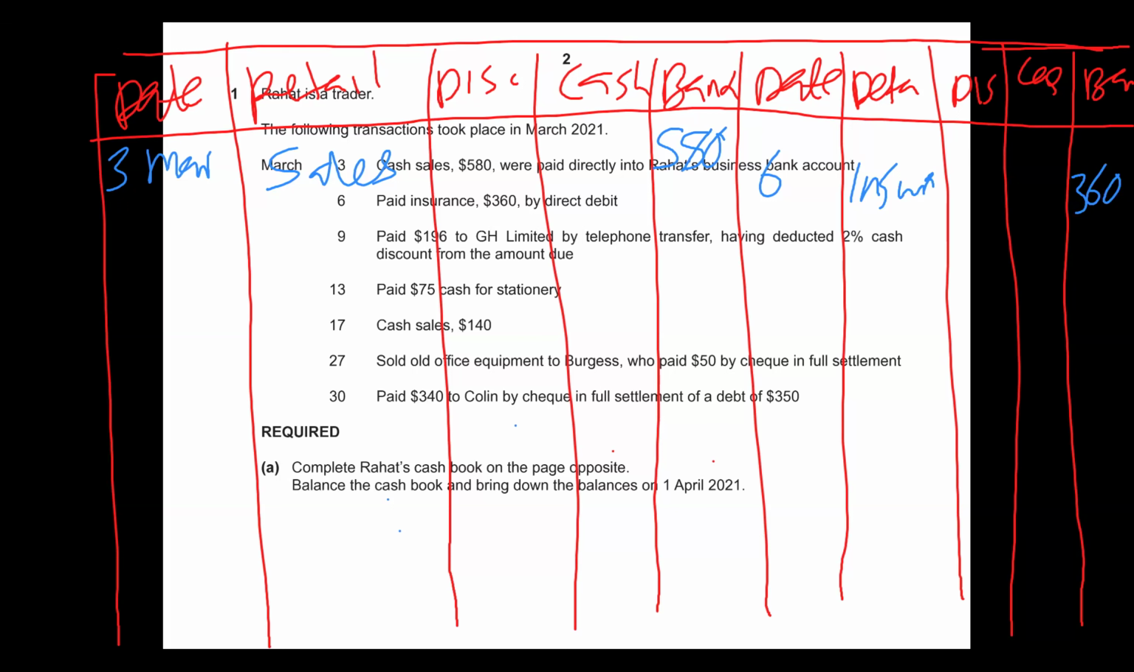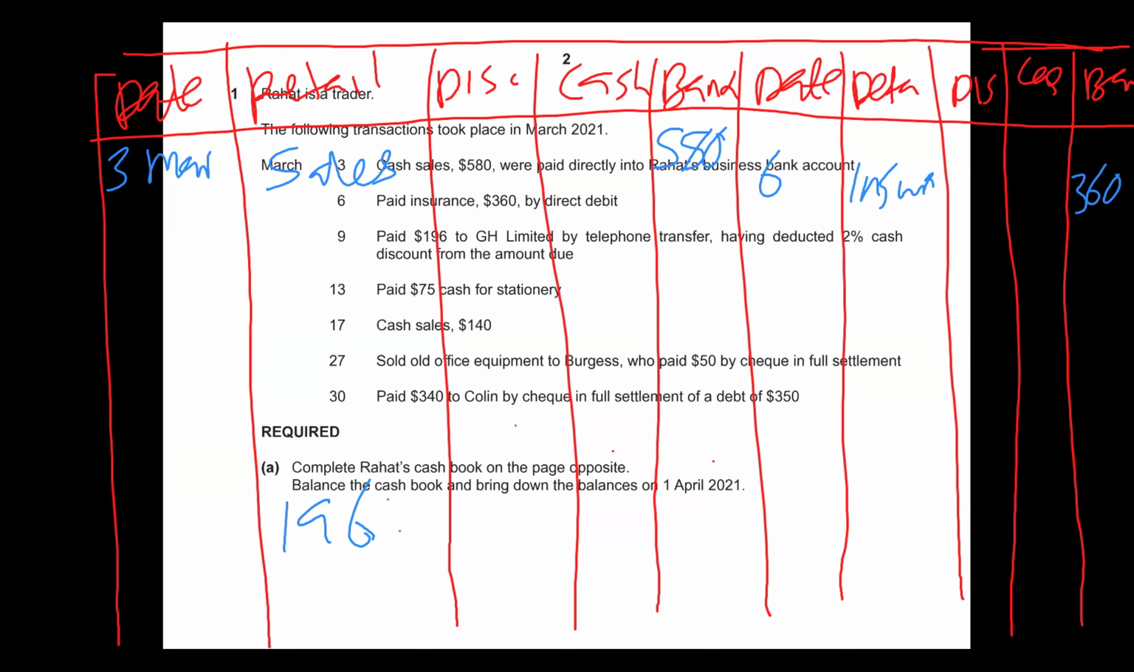You can read the 9th. What is happening on the 9th? 196 to GH Limited by telephone transfer, having deducted 2% cash discount. All right. Now listen carefully. How much did you pay? 196, right? So you paid 196 by telephone transfer, which means you never paid by cash. This is a bank transaction.